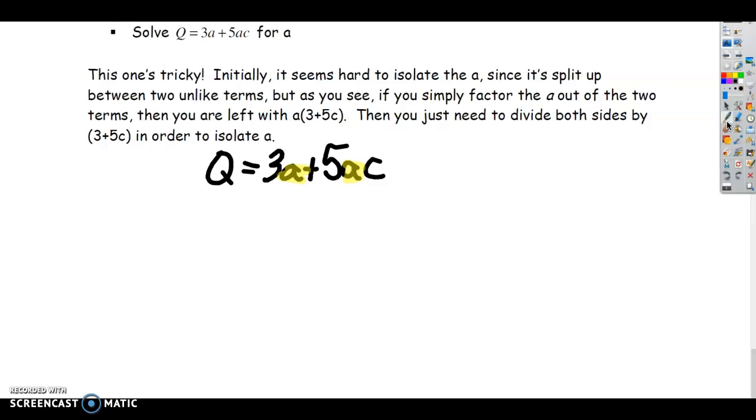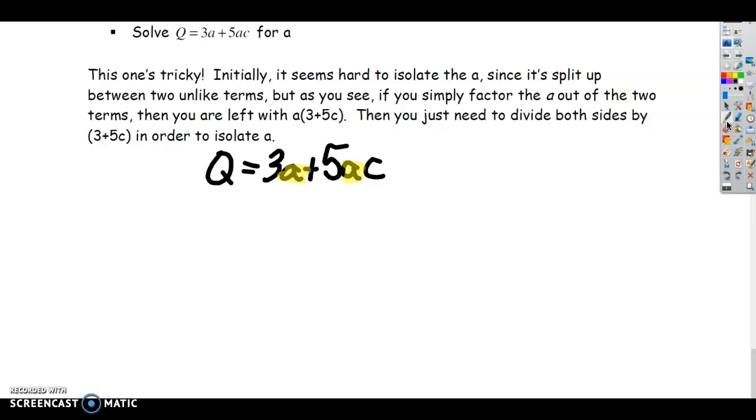All right, we're going to look at one more example. Solve q equals 3a plus 5ac for a. All right, as it says, this one's a little bit tricky because there's 2 a's, and a is what we're solving for. So initially, you have to get a separated from the 2 parts.